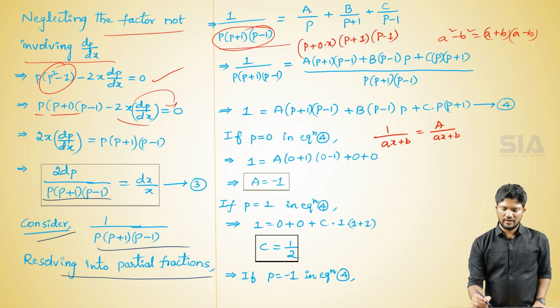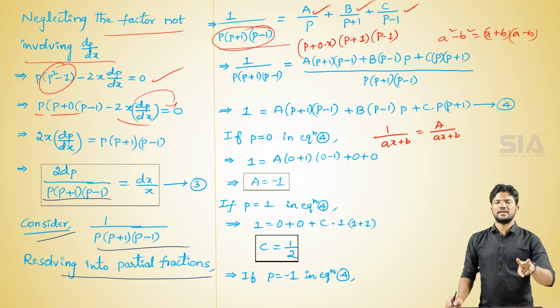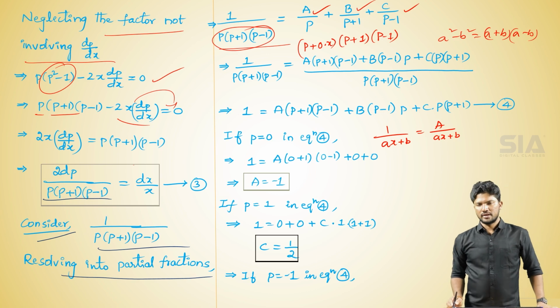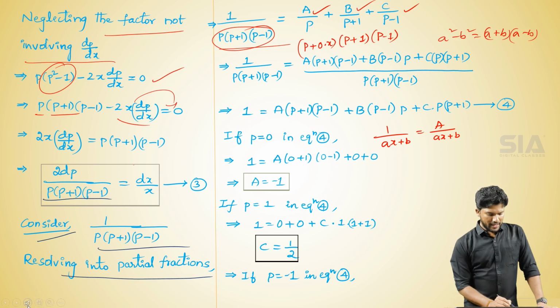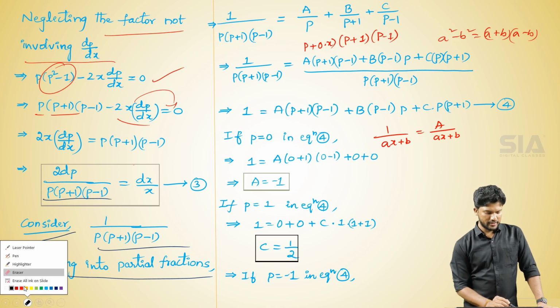So we can write that value as A by p plus B by p plus 1 plus C by p minus 1. Three factors are there, so you will get three fractions. Now apply LCM on the RHS, and you will get it in this format.